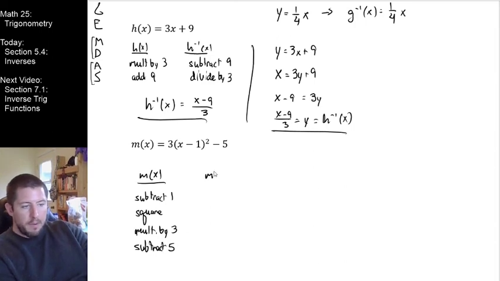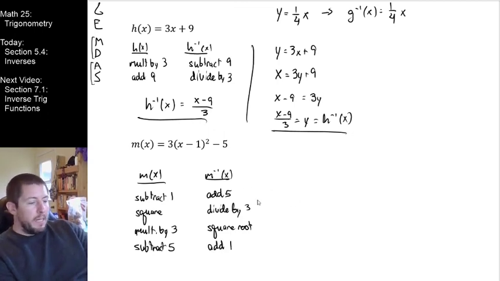Let's do our opposite operations in the opposite order to identify what m inverse of x should be. So I'm doing opposite operations in the opposite order, so I'm working from bottom to top. Subtract 5 should become add 5. Multiply by 3 should become divide by 3. Squaring should become square rooting. Subtract 1 should become add 1.